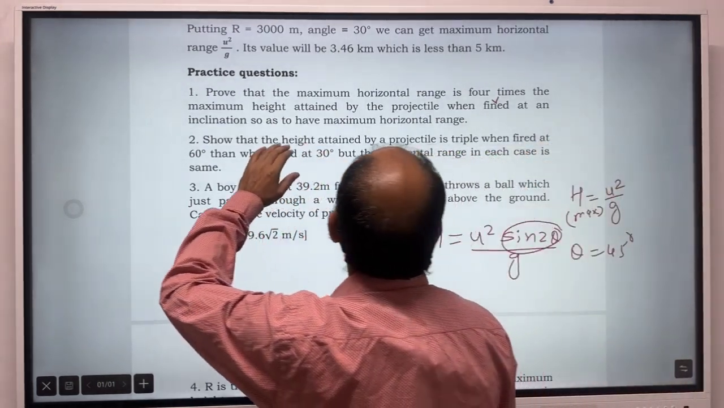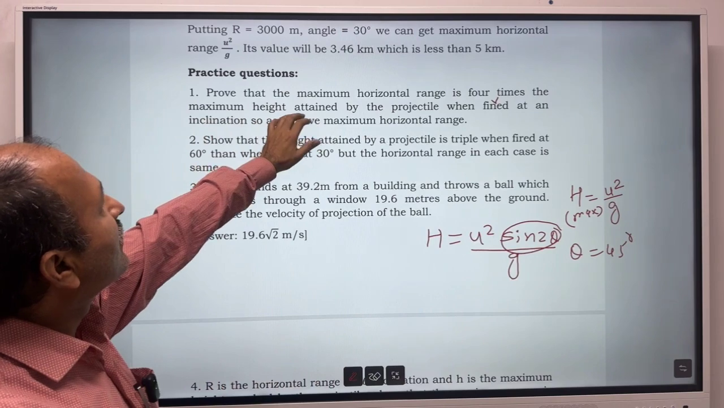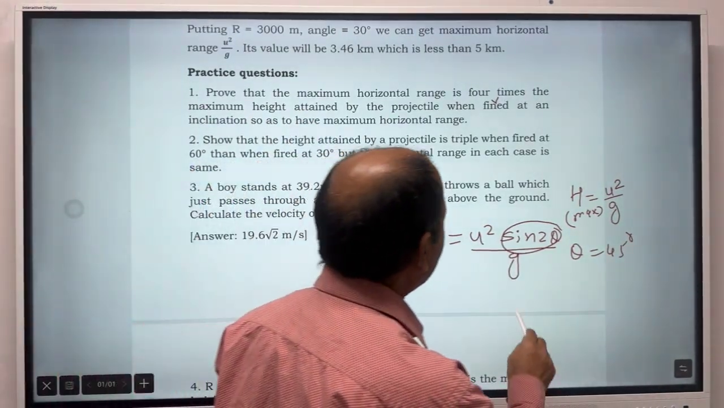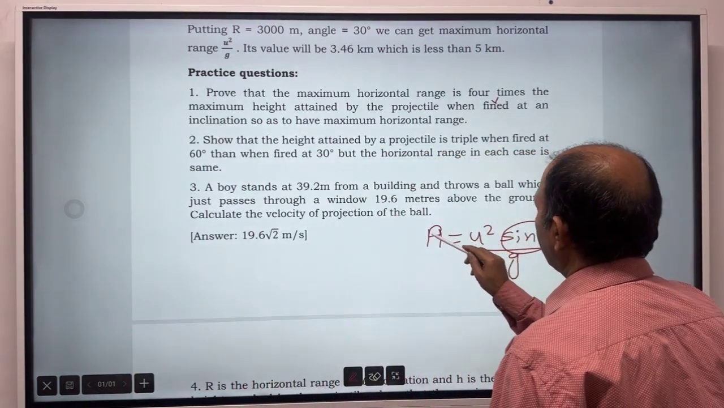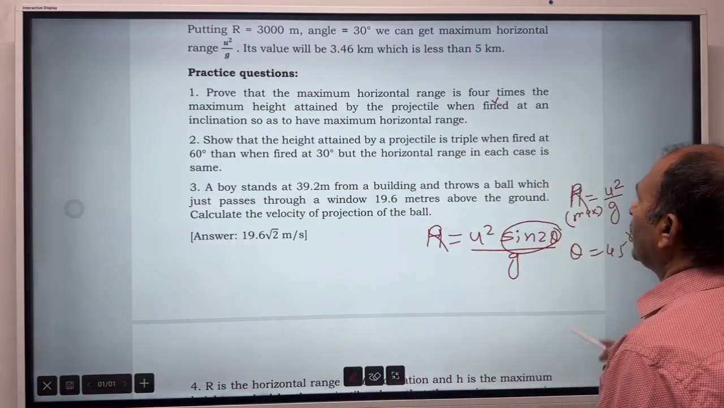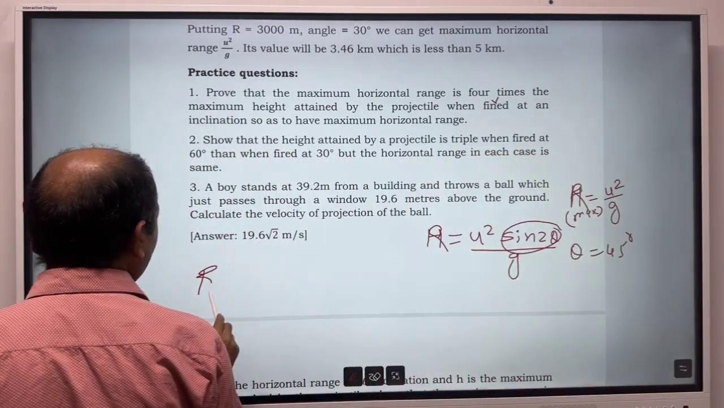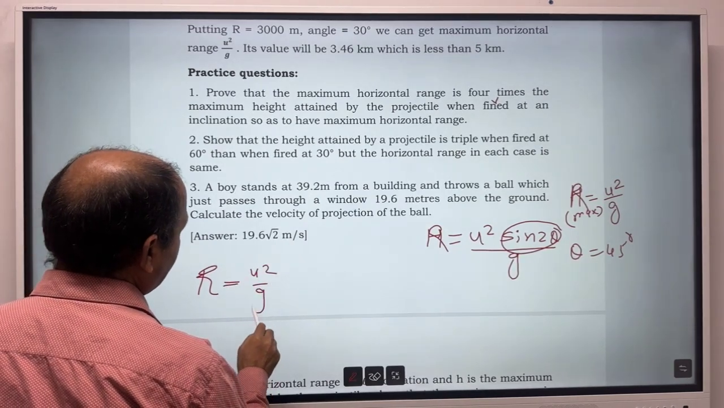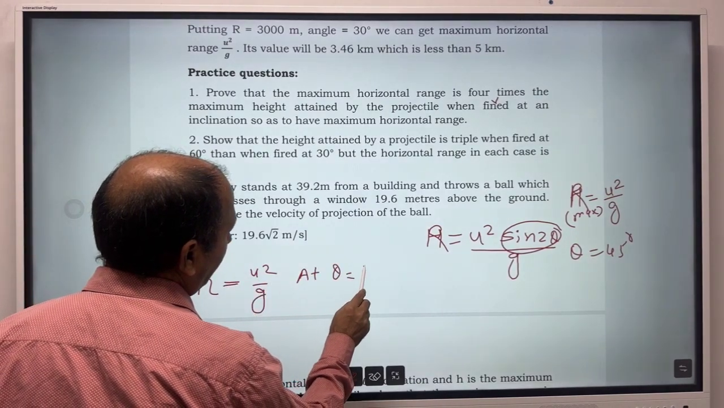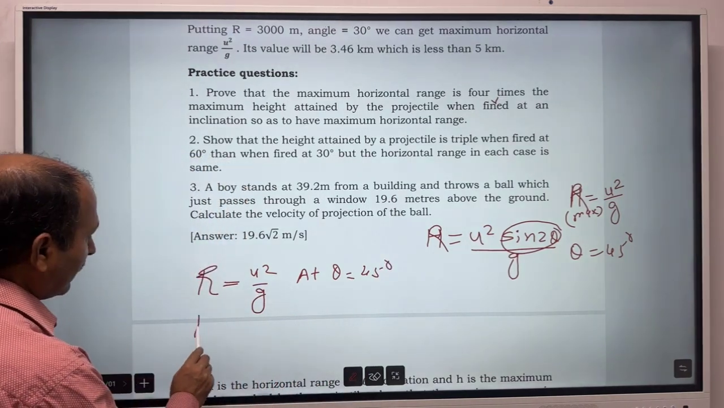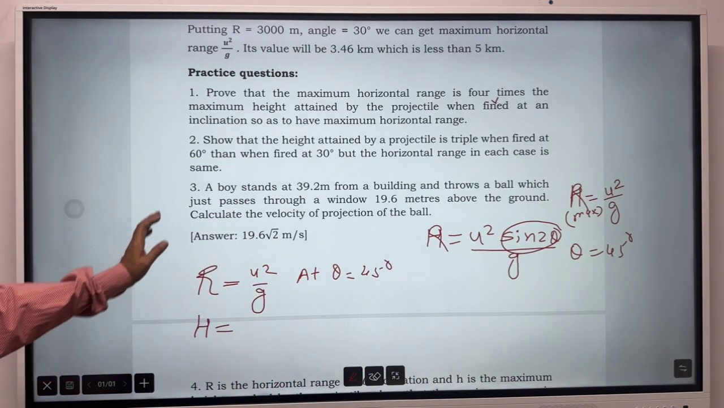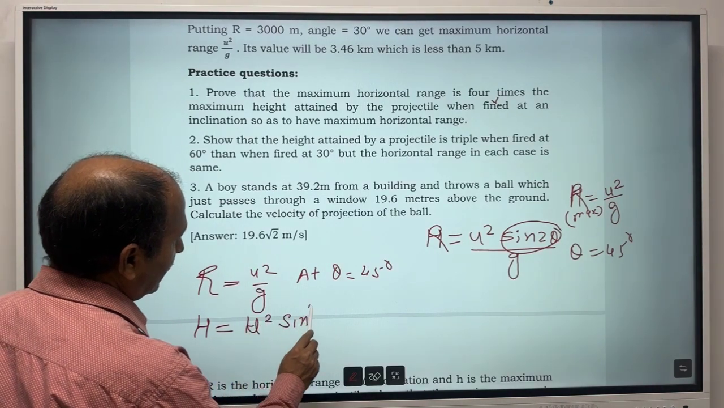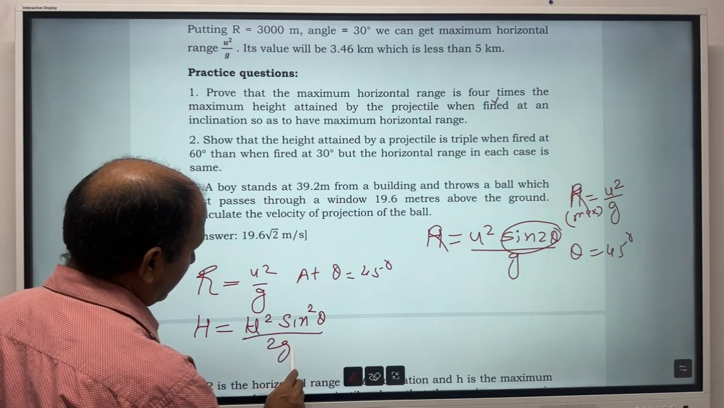Now, in our question, the maximum height attained is to be found, and then we have to compare. So here for horizontal range, we should not write h, we should write r. By mistake I have written h. So here r we have got as u square upon g, which is the maximum value at theta equal to 45 degree. Now height. So height is given by u square sine square theta divided by 2g.